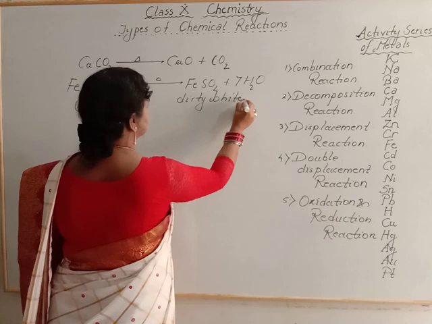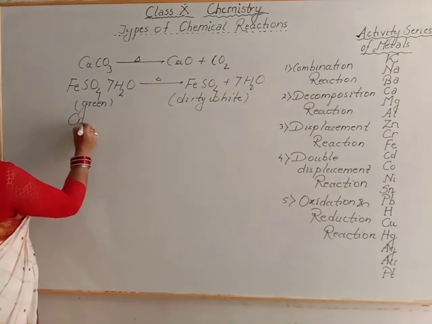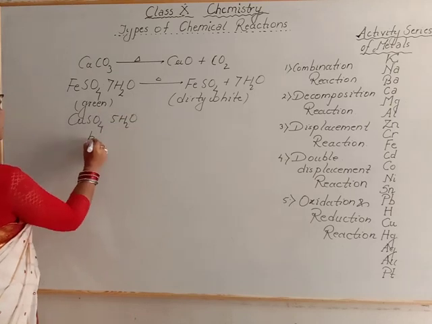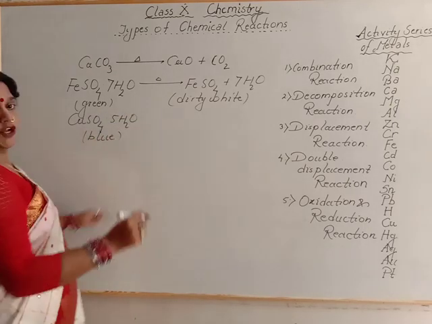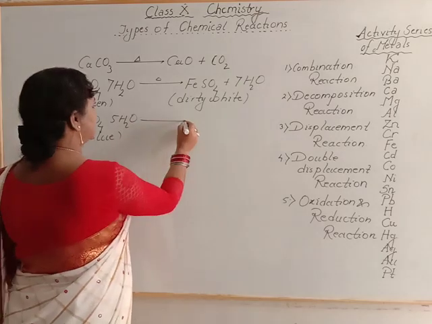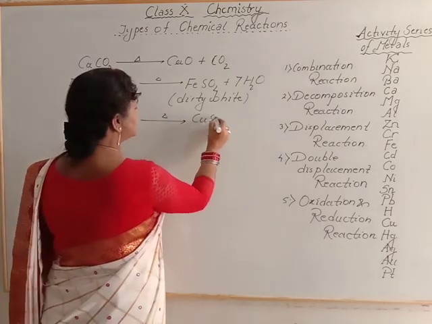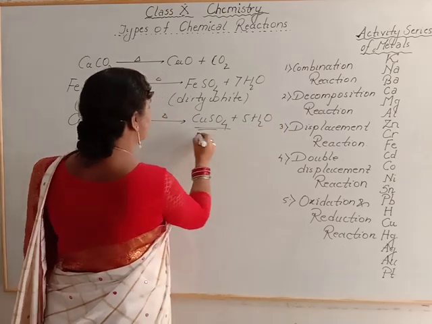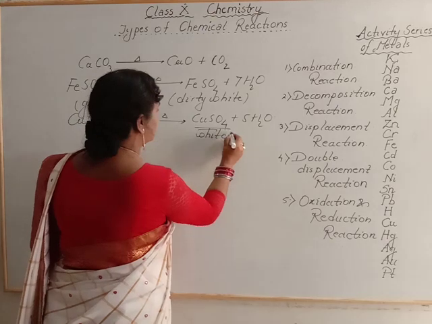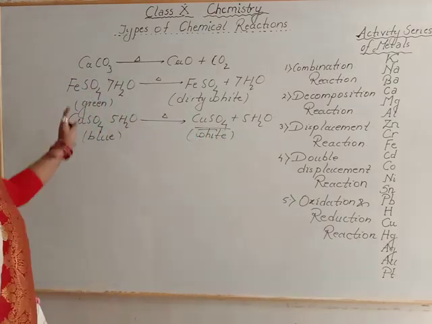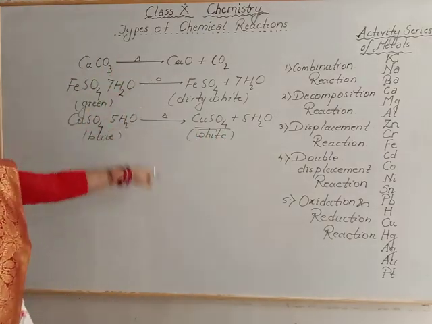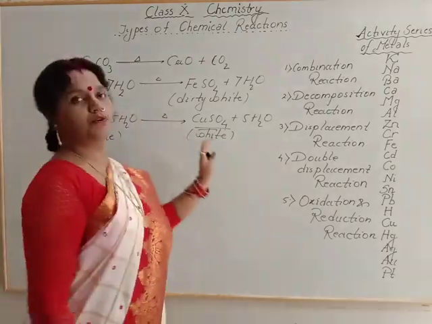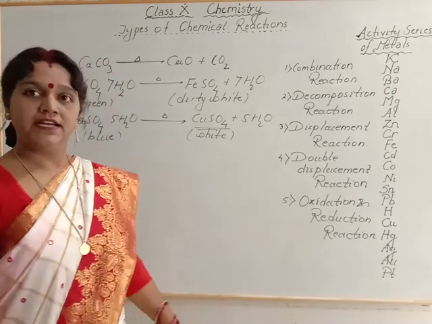in color. Now next, copper sulfate, CuSO4.5H2O. This is blue in color. Now what will happen? When you heat, you will get copper sulfate plus 5H2O. Now this is white in color. And because this is happening in the presence of heat, these are also known as thermal decomposition reactions.